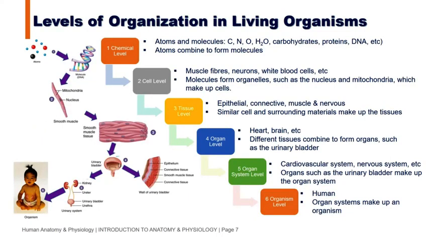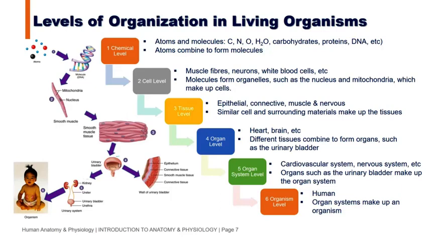Then let's move to the levels of organization in living organisms. As you can see from here, there are 6 levels. Number 1, we have the chemical level, 2, the cell level, 3, the tissue level, 4, the organ level, 5, the organ system level, and 6, the organism level. In the chemical level, we have atoms and molecules, like carbon, nitrogen, oxygen, water, and bigger molecules like DNA. Atoms combine to form molecules.